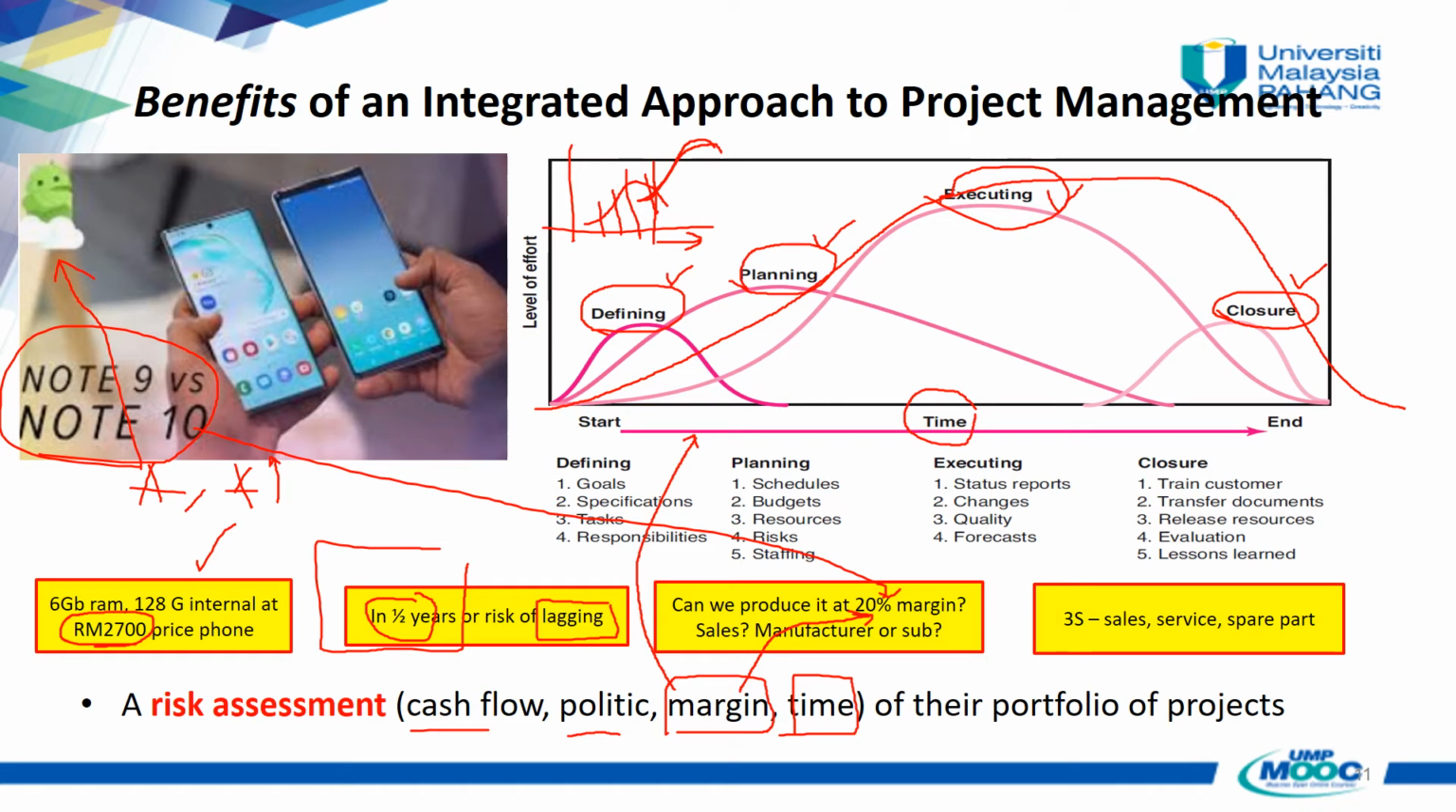And then during this closure phase, we must make sure that aside from training our customer, document, release of resources, and lessons learned from our good and bad days, we need very good sales, services and spare parts. The best example is the car makers from Malaysia and also from Japan. This is an example of how they utilize after-sales service.